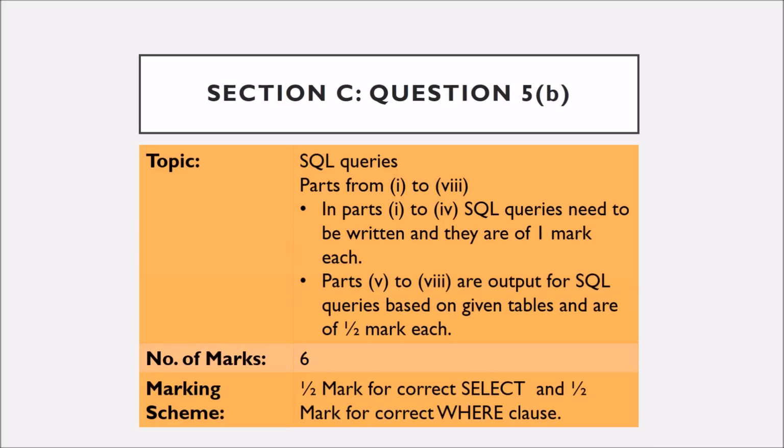Question number 5, part B, is of 6 marks and has parts from 1 to 8. In parts 1 to 4, SQL queries need to be written and they are of 1 mark each. Partial marking is also done for SQL queries: half mark for correct select and half mark for correct where clause. Parts 5 to 8 are output for SQL queries based on given tables and are of half mark each.